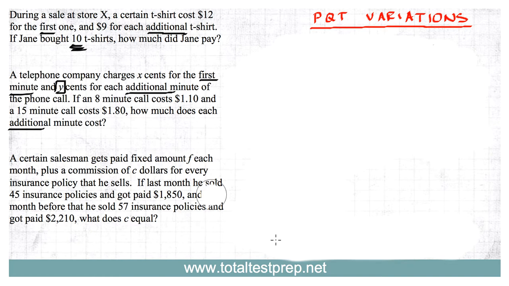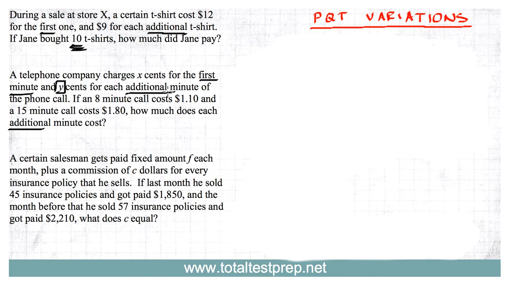So in this last question, we are told that a certain salesman gets paid a fixed amount F each month plus a commission of C dollars for every insurance policy that he sells. If last month he sold 45 insurance policies and got paid $1,850, and the month before that he sold 57 insurance policies and got paid $2,210, what does C equal?